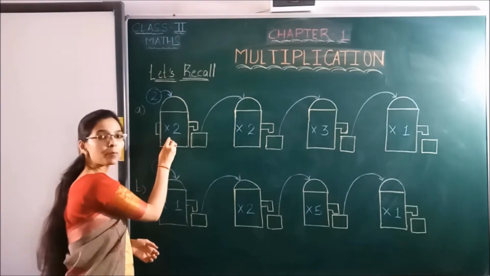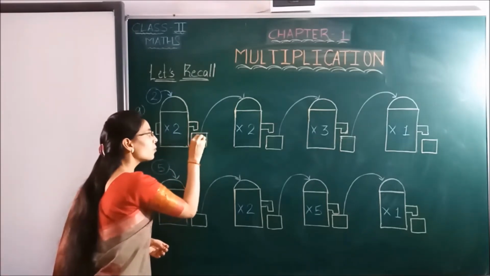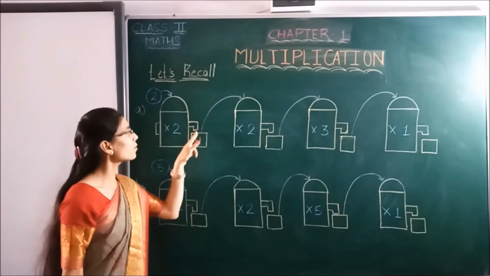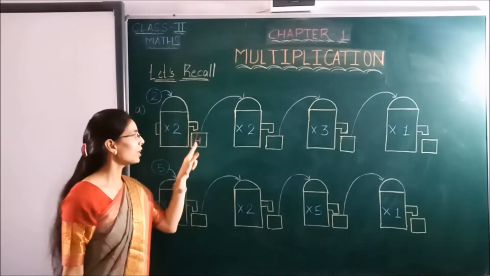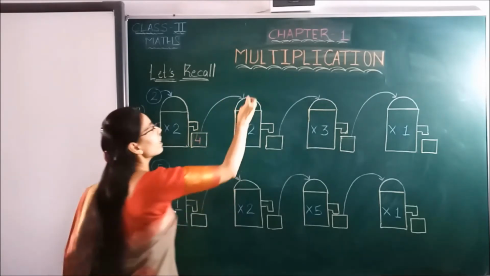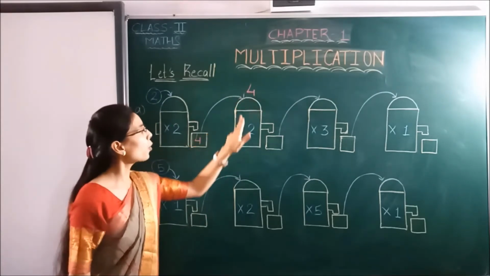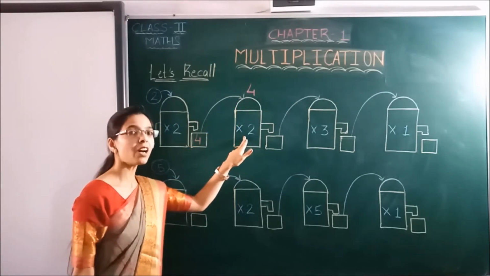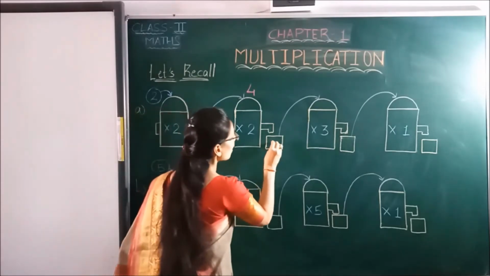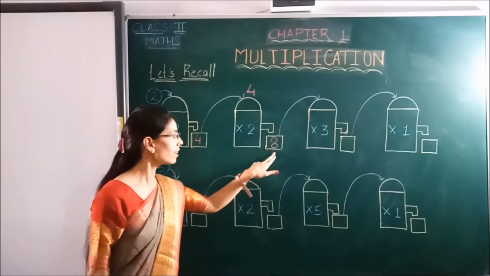2 multiplied by 2. 2 2s are 4. So we will write 4 in this box. The answer will come from this tap into the box, and this number will go again into the machine. Then 4 2s are 8. So our answer is 8. We will write 8 here.